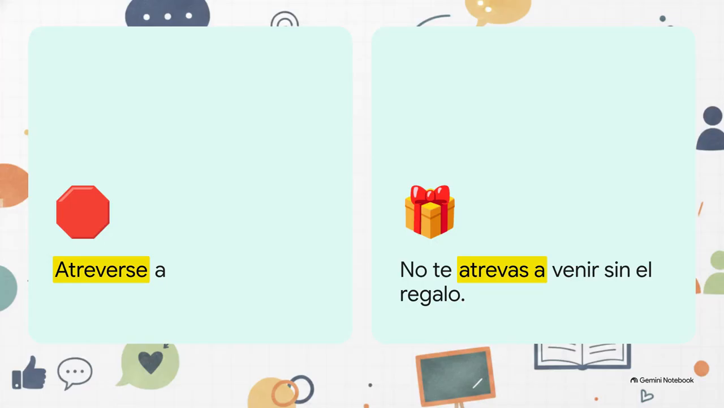Next up is atreverse a. Our real-world example is, No te atrevas a venir sin el regalo. Don't you dare come without the gift. You can almost hear the stern warning tone in this sentence, right? Here, the conjugated verb atrevas directly triggers the a right before the infinitive venir. If you drop the a here, the sentence completely falls apart for a native speaker.